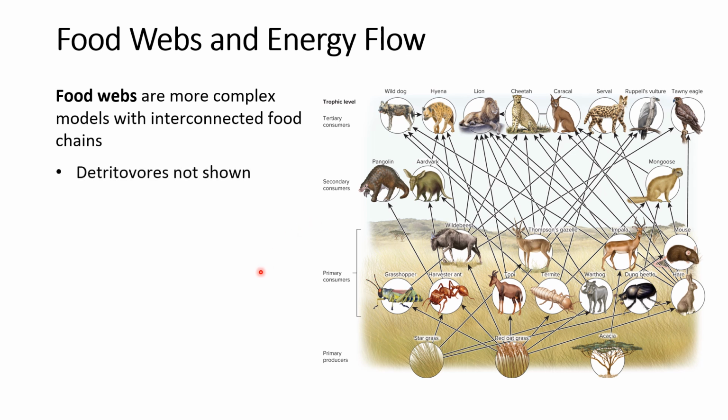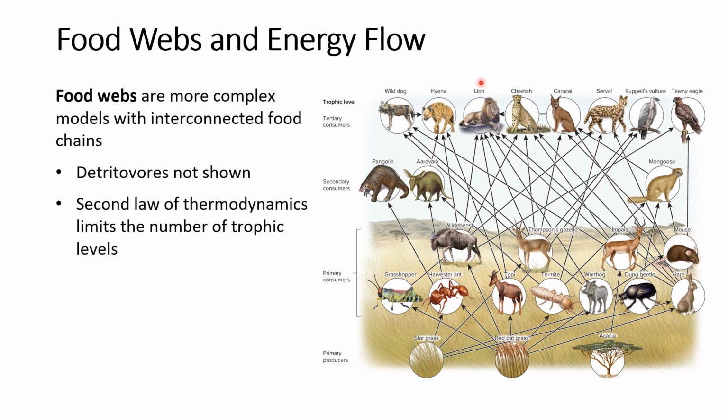Notice that detritivores are not pictured in this diagram. They are absent because it's really hard to incorporate them into this diagram. It's just challenging, right? Because they eat at all levels, so they don't really fit into a typical food web diagram. But they're there, and they're very important for an ecosystem.